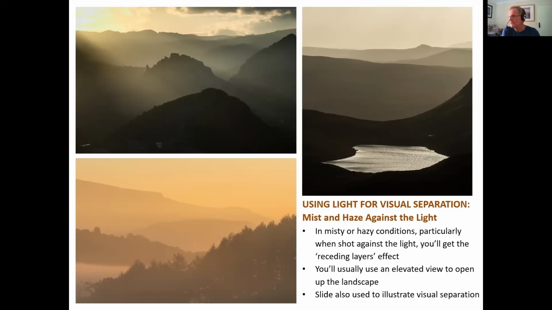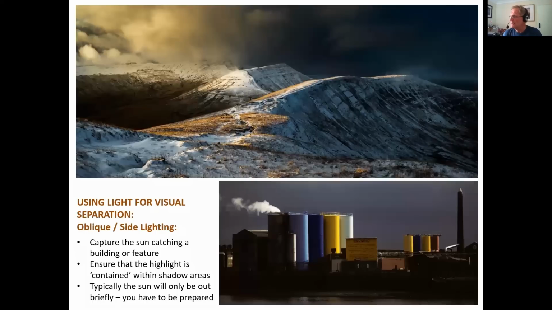You can also use backlighting for this. You can see in the example on the top left how the backlighting effect has separated the planes of the landscape out as well. These are a couple of examples, one mountain, one industrial, where I've used a very dark, stormy sky, but light coming from the side to pick out parts of the picture in great contrast with the rest of it.